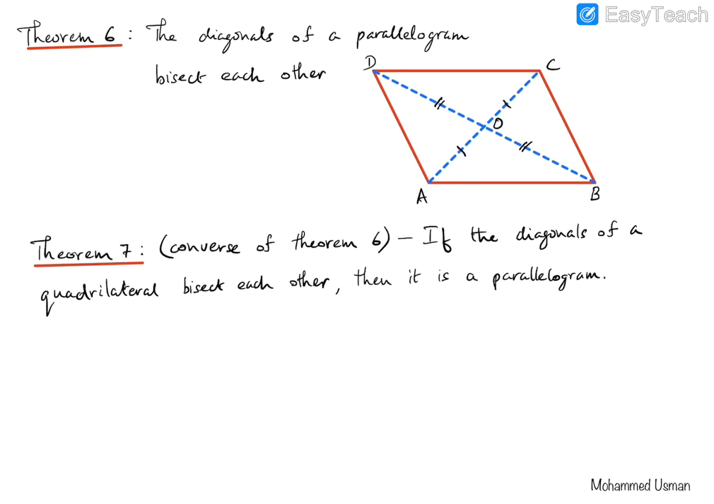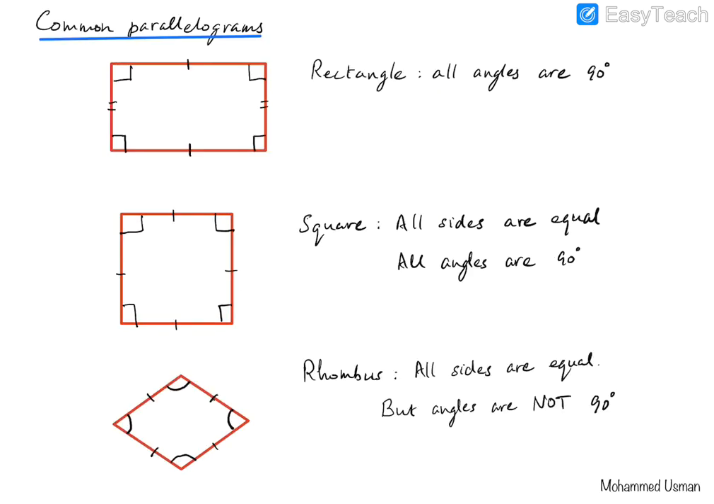Now we will apply some of these properties to solve some examples. Let's take the first example. And before that, we also saw some common parallelograms that we are all familiar with, like we talked about a rectangle, a square, and a rhombus. Okay, we have seen what all these are. We are familiar with this. So let's quickly go to the example and solve it.